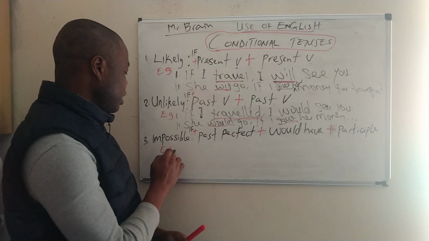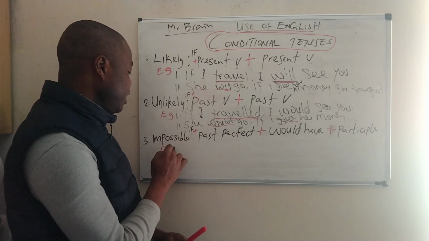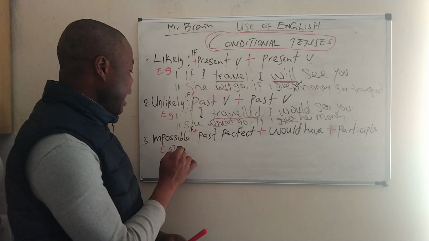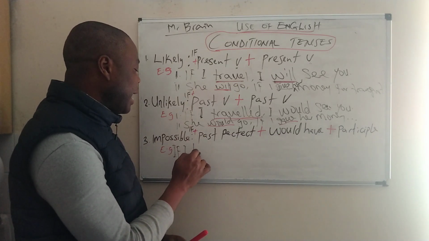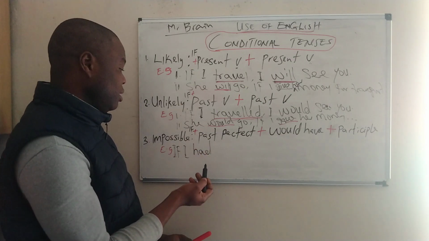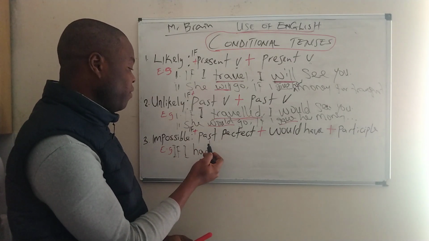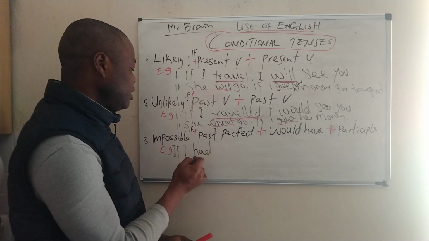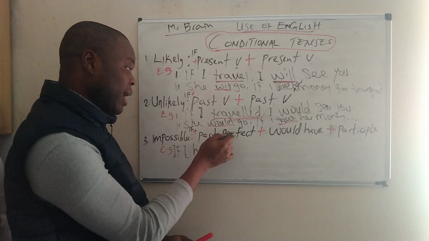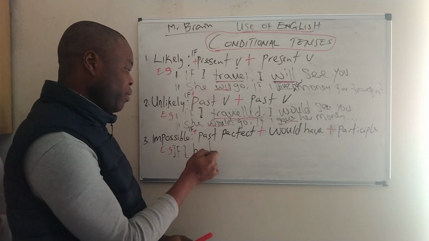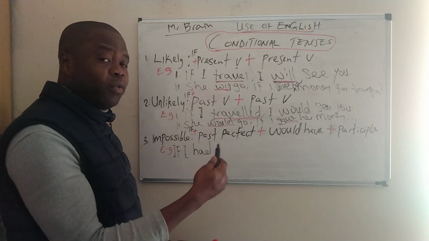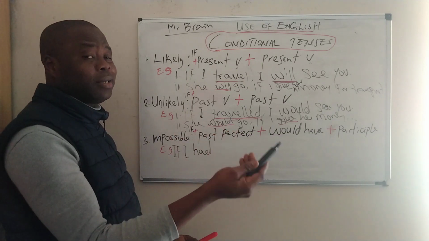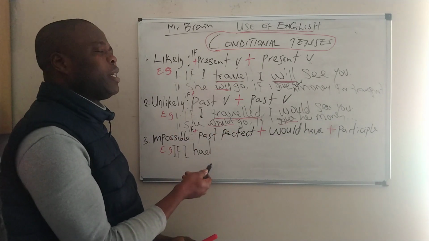So this one will be like, if I had, can you see where it is? If I had, past perfect. Where is the perfect there? If I had, this is the past perfect. If I had, this is the past. This is the perfect there. The past perfect of what? Have or has. You get? But in this case, it's the past perfect of have.